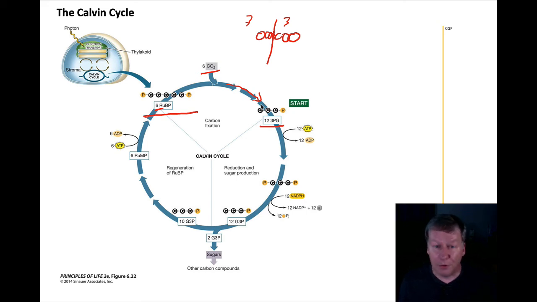The one other thing you need to know about carbon fixation is the enzyme used in the process. The enzyme is called rubisco. Rubisco is the most abundant protein on the planet. It is the enzyme that drives carbon fixation. It bonds the carbon dioxide to the RuBP. It does a very, very important job. And as I said, it's the most common protein on the planet.